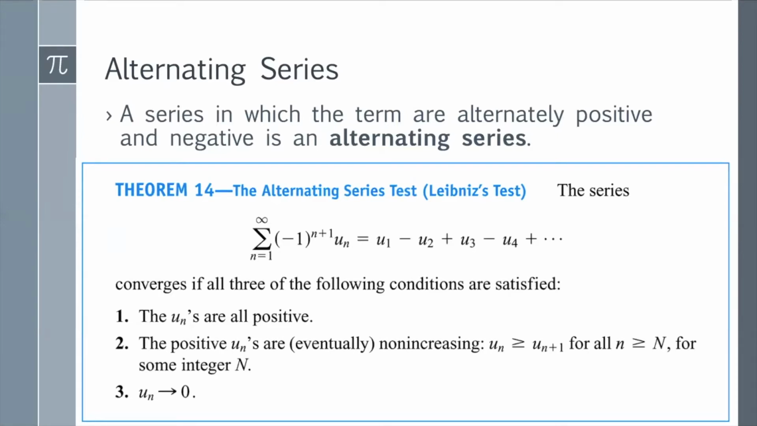Number two, the positive u sub n's are eventually non-increasing. In other words, u sub n is greater than or equal to u sub n plus 1 for all n greater than or equal to some integer capital N. And finally, u sub n is approaching 0. The limit as n increases without bound of u sub n equals 0. So really, as long as you know your series is alternating, you just have to check that the absolute values are decreasing and approaching 0. That's pretty much all it takes.